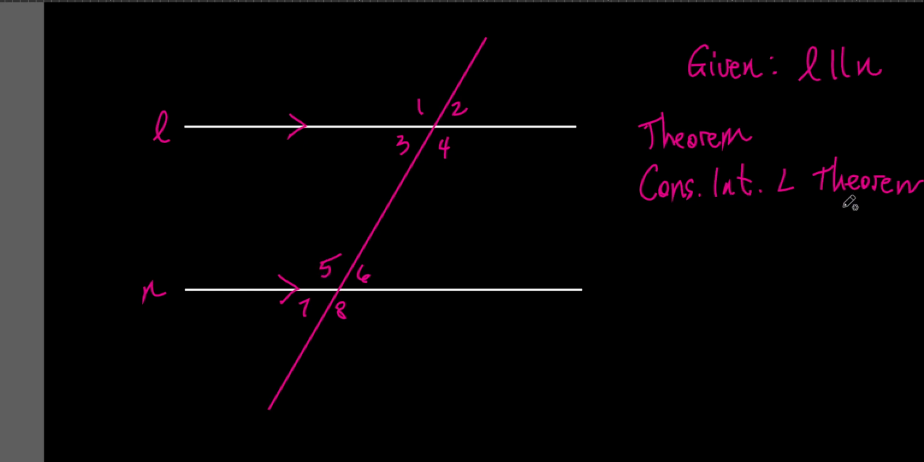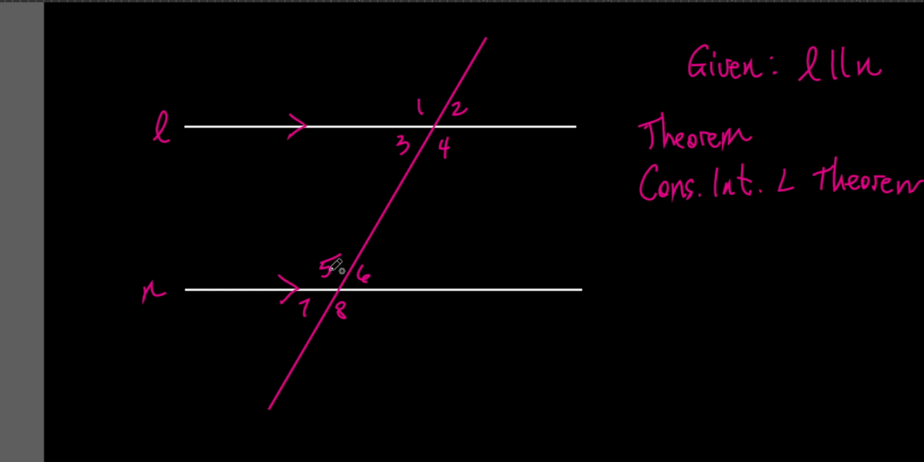What about the consecutive interior angles, though? So that would be what? 3 and... What's the consecutive interior or the same side interior angle with angle 3? 5. Angle 5. Now, do they look like they are equal to each other? Definitely not, because 3 is what kind of an angle? It's acute. What kind is 5? It's obtuse. Is there any way an acute angle could be equal to an obtuse angle? No, because by definition, it's impossible for them to be equal to each other.